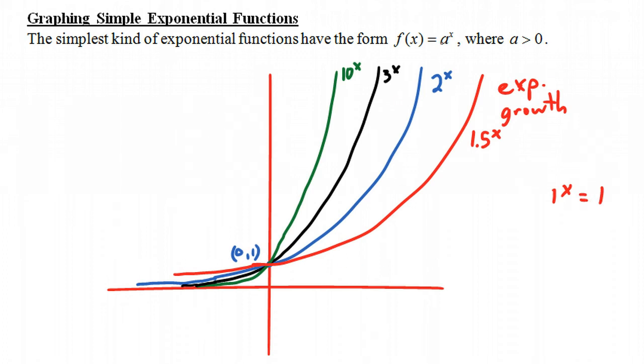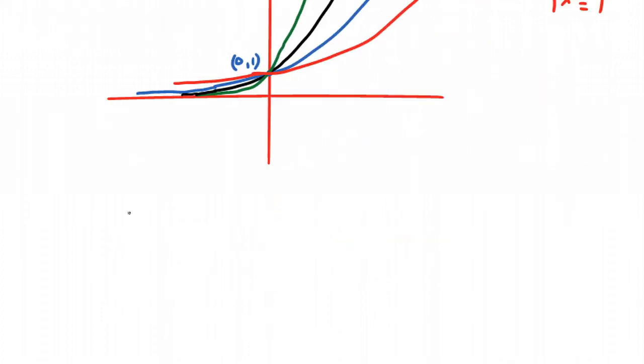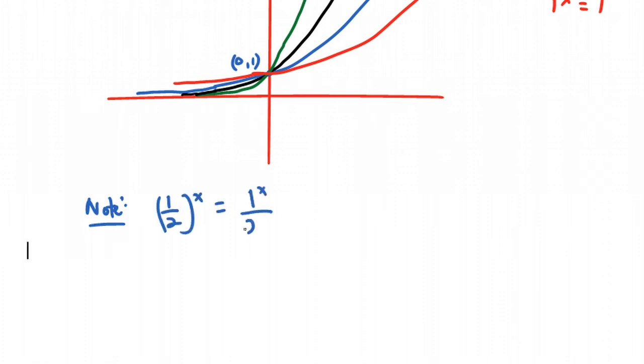But what about if our a, here we've chosen values of a that are 10, 3, 2, 1.5, and 1. What about if our a is less than 1? For example, what if a is 1/2? Well, I want to make a little note here. That 1/2 to the x is the same as 1 to the x over 2 to the x. That's just the properties of exponents. And 1 to the x is really just 1, no matter what x is. So 1/2 to the x is the same thing as 1 over 2 to the x. And if you remember the properties of exponents, this is the same thing as 2 to the negative x.